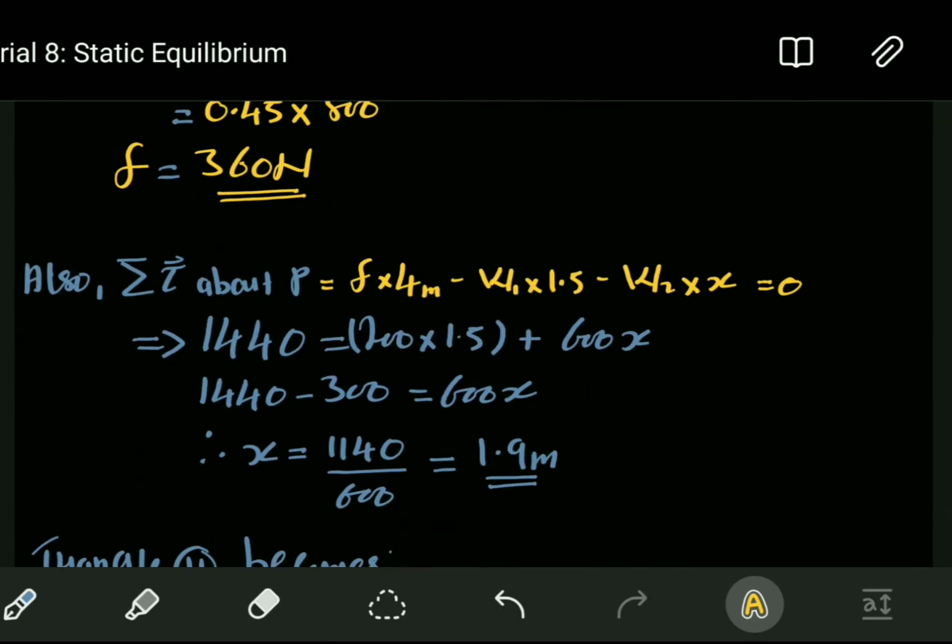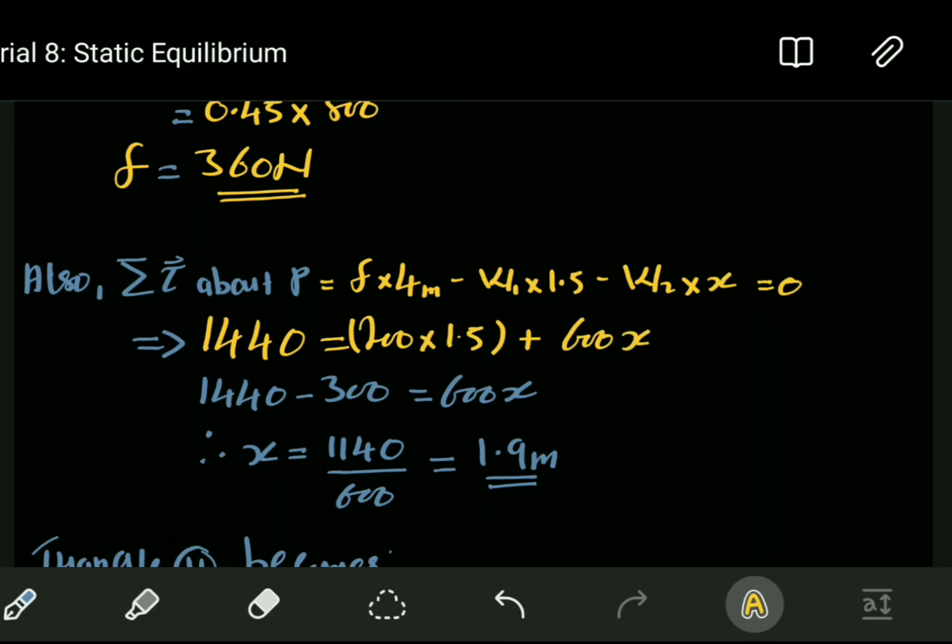Okay, so this is the sum of all the torques about the point P, or rather the vector sum of the torques for this particular system. Therefore we have that 4 times 360, which is the frictional force, will give us 1440 newtons, and we take the rest to the other side and they become positive, which is going to be W1 times 1.5 plus W2 times x.